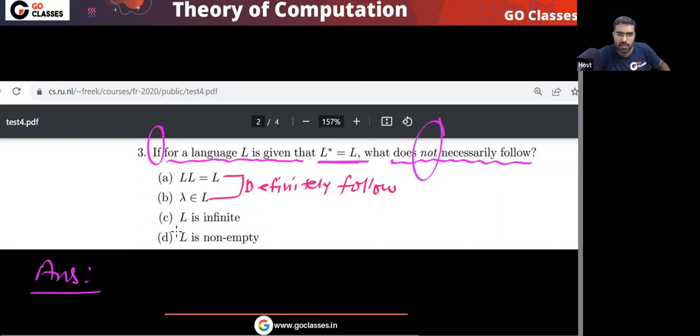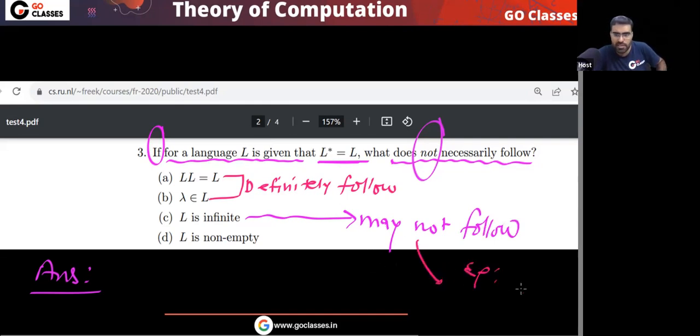What about this one? L is infinite. Can I say L will definitely be infinite? No. Can you give me a counter example? This may not follow. For example, L is equal to the set containing the empty string. So this may not follow. So I can say the answer will be option C.